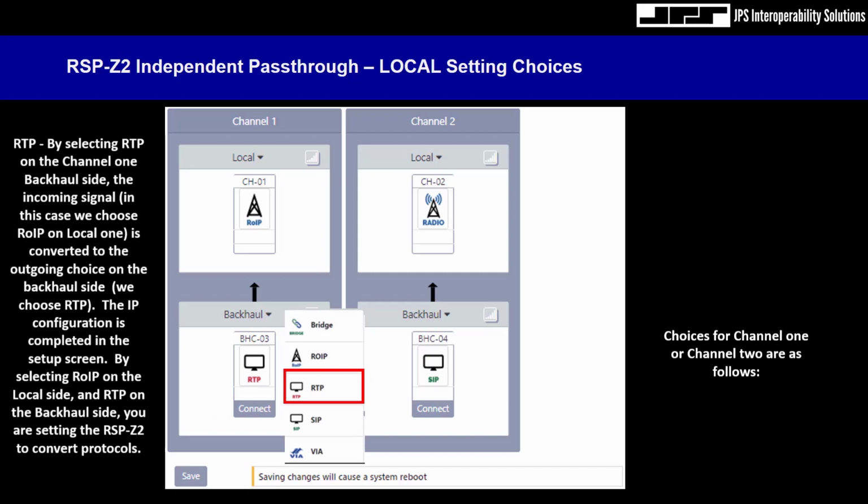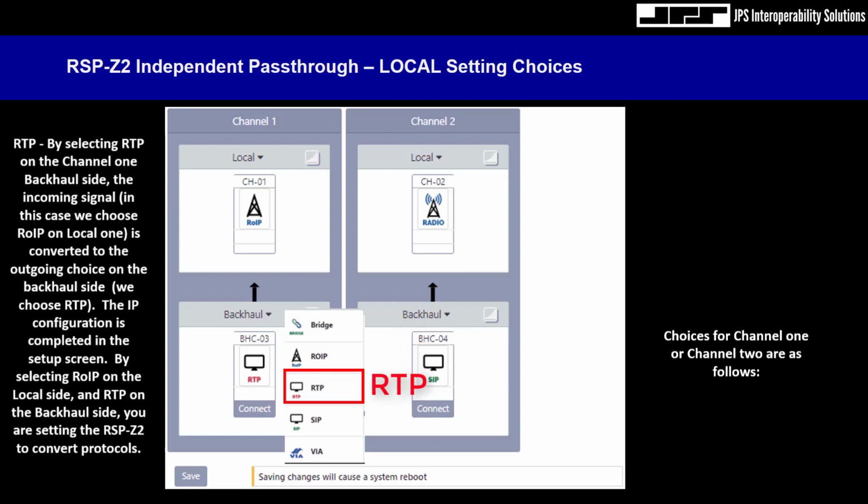When we go to the backhaul side, we have similar choices. There's bridge, RoIP, RTP, SIP, and VIA. The bridging channel will be discussed later. It's the capability that provides 60 to 80 channels in a wide area network with Z1s and Z2s. So the choices are bridge, RoIP, RTP, SIP, or JPS VIA. JPS VIA would be using the JPS RoIP to go to the VIA server, which would connect to the VIA users on their cell phones.